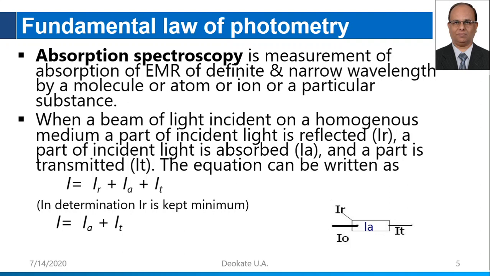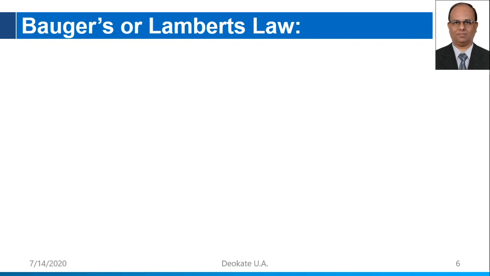Actually, we are not able to measure the absorbance directly by using any instrument. What we can measure is the intensity of the transmitted beam and the intensity of the incident beam. The difference of these two intensities will give you the information regarding the intensity of the absorbed radiation. So we are interested in the intensity of the absorbed radiation. Initially, Bouguer's and Lambert's law was developed.